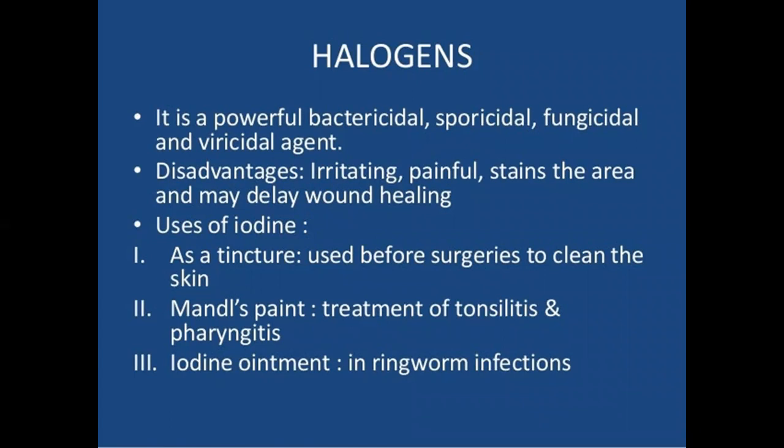Trachea, pharynx, larynx, bronchi. Yes, ma'am. If there is an infection of the pharynx, this disorder occurs, that is pharyngitis. To treat this disorder, Mandel's paint is formulated. It is prepared using iodine. Next, iodine ointment is used in ringworm infection. So these are the uses of halogen as an antiseptic agent.